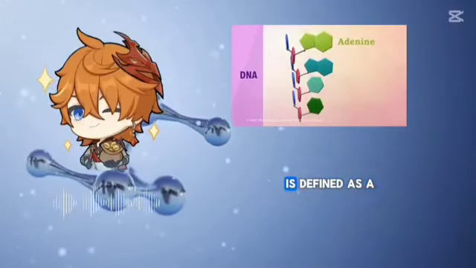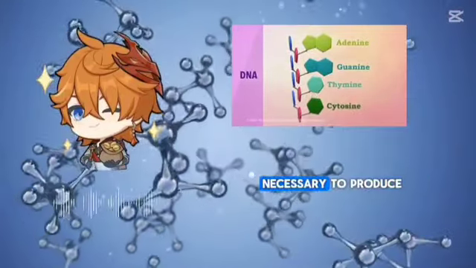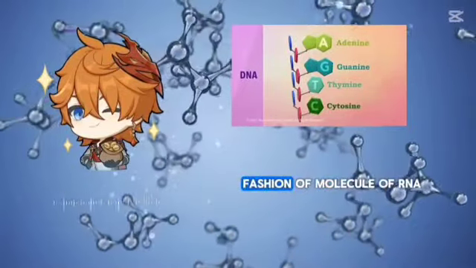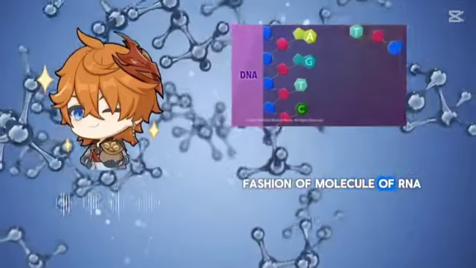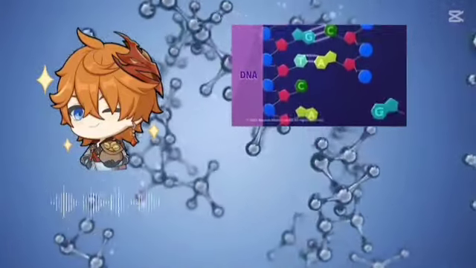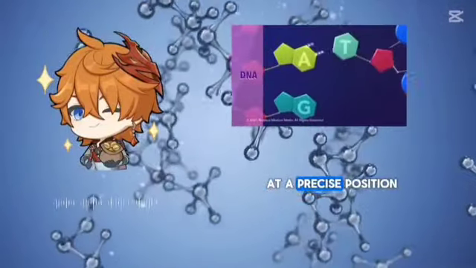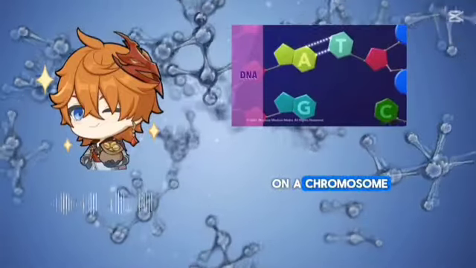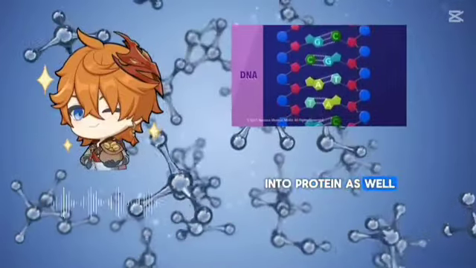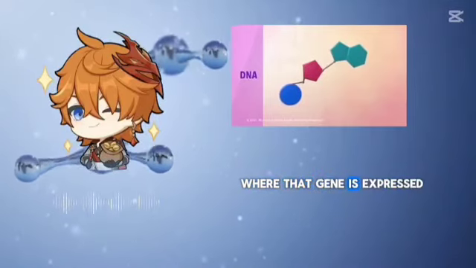Definition of gene. A gene is defined as a specific sequence of DNA that contains the instructions necessary to produce a specific functional product, most commonly a protein or a functional molecule of RNA. Genes are the fundamental physical and functional unit of heredity. 2.2 Structure and function of gene. Structure: a gene is located at a precise position called a locus on a chromosome. It includes the coding sequence that is translated into protein, as well as non-coding sequences and regulatory regions that control when and where the gene is expressed.